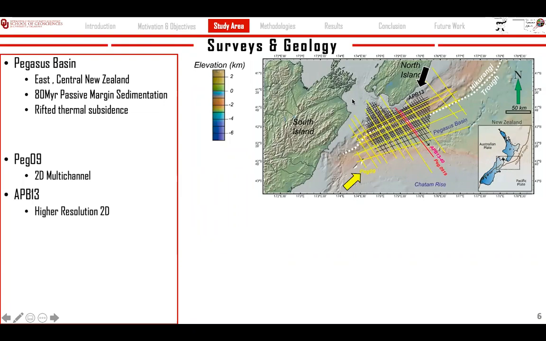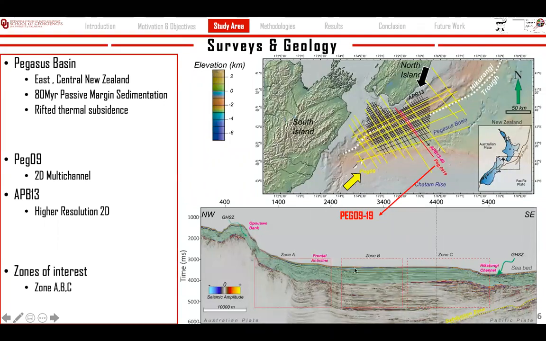We focus our application using the PEG-09, or 2009 acquired PEG-09 survey, which is a 2D multi-channel survey, as well as a more recent 2013 APB13 survey, which consists of higher resolution seismic data when compared to the PEG-09 data.